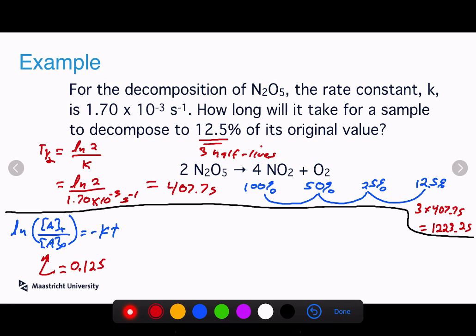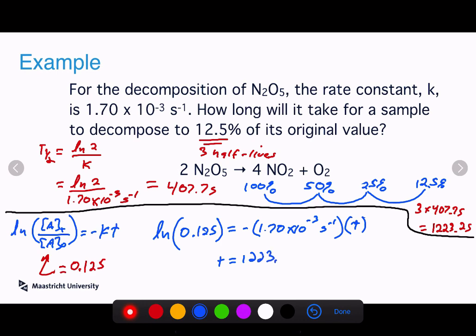And so we can now set up this equation like this. We're going to have the natural log of 0.125 is equal to negative k, which is 1.70 times 10 to the minus 3 inverse seconds, times my time, which I don't know. But I can solve for that time, and when I do that, I get a t value equal to 1223.2 seconds, just like we did before.